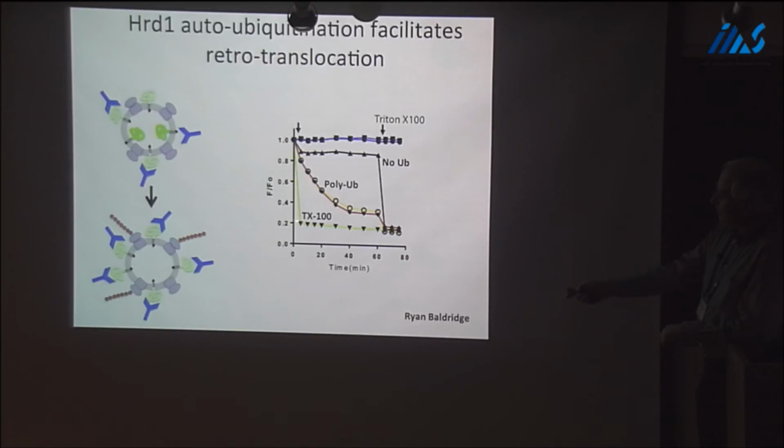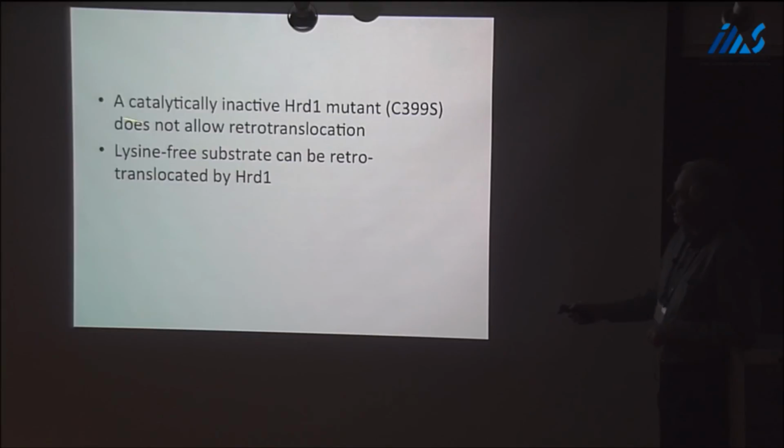This is just a control showing that if you add Triton, detergent, at the beginning, you get quenching right away. If you don't have the ubiquitination reaction, we see very little quenching over time. Without showing you the data, a catalytically inactive HERD1 mutant doesn't do it, and a lysine-free substrate can also be retrotranslocated by HERD1, supporting the idea that you don't need ubiquitination of the substrate, you need ubiquitination of the HERD1.